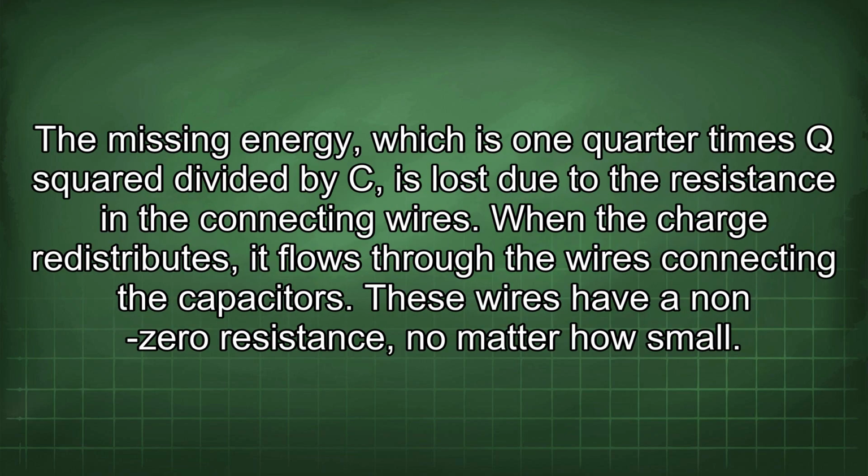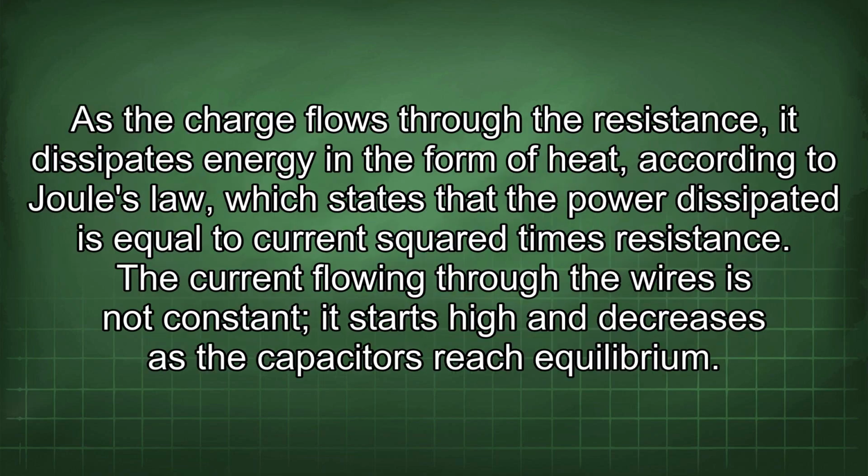The missing energy, which is 1/4 times Q squared divided by C, is lost due to the resistance in the connecting wires. When the charge redistributes, it flows through the wires connecting the capacitors. These wires have a non-zero resistance, no matter how small. As the charge flows through the resistance, it dissipates energy in the form of heat according to Joule's law, which states that the power dissipated is equal to current squared times resistance.